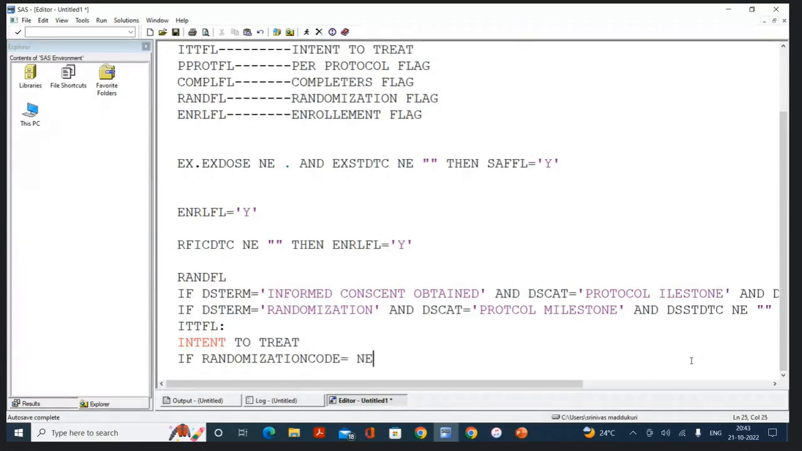Randomization code not equal to missing value. And in future, we are going to have a variable called planned treatment. So that means I want to give the treatment. She has been successfully randomized for a specific planned treatment, TRTP not equal to missing value. Then ITTFL is equal to Y, intent to treat flag is equal to Y. Understand this one? If randomization code is not equal to missing value and the planned treatment is not equal to missing value, then ITTFL is equal to Y.